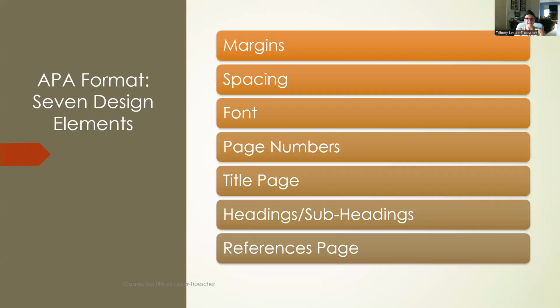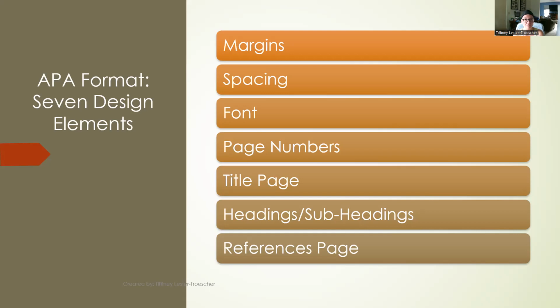Now, like I said, in this lesson, we're going to focus mostly on the design elements of APA format, right? Because remember, the 2 big things about APA format are the design elements and then how you treat your sources, right? So design elements, these are things like your margins, the spacing, the font, the page numbers, the title page, headings and subheadings, and the references page. All right, so 7 main design elements for APA format that you need to be aware of.